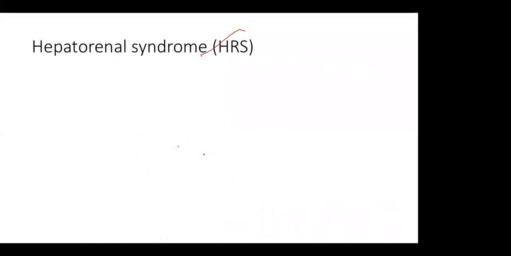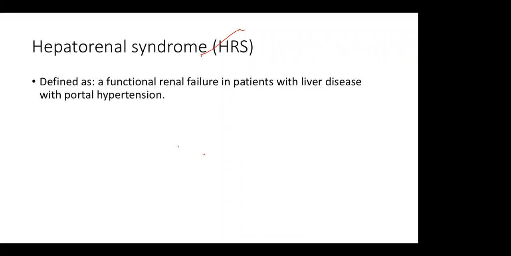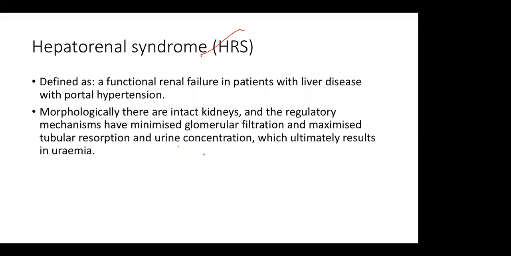Another presentation is hepatorenal syndrome, defined as a functional renal failure in a patient with liver disease with portal hypertension. And morphologically, there are intact kidneys, and the regulatory mechanisms have minimized glomerular filtration, so there is reduced GFR, and maximized tubular resorption and urine concentration, so it ends up with uremia. And it is very common in those patients with portal hypertension with ascites.